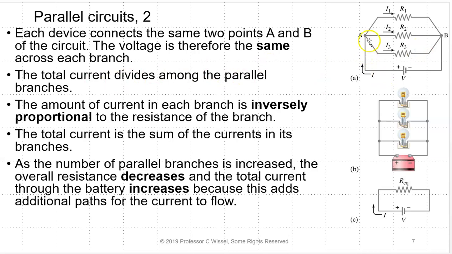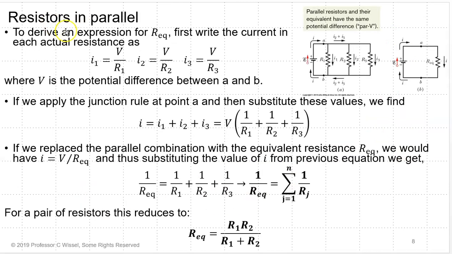The total current divides among the parallel branches. The amount of current in each branch is inversely proportional to the resistance of the branch. The total current is the sum of the currents in the branches: I equals I1 plus I2 plus I3. As you increase parallel branches, the overall resistance decreases because there are more paths for the current to flow, and the total current through the battery increases.